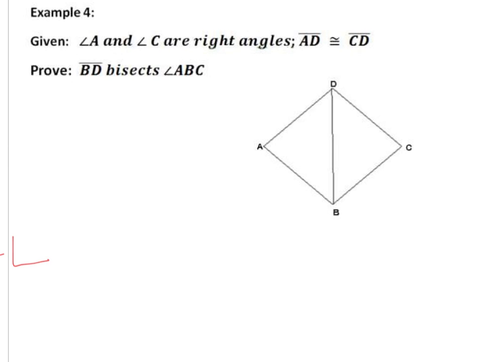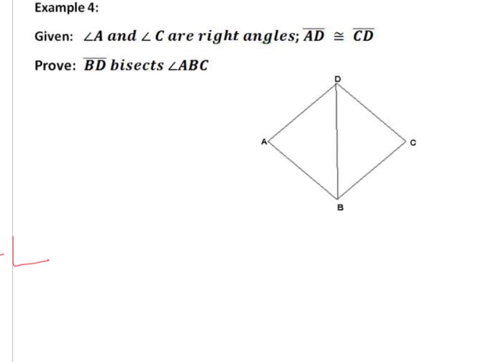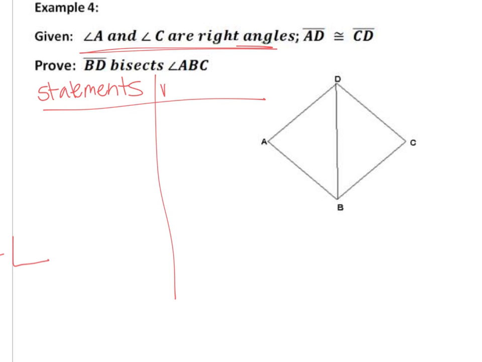alright, this proof is interesting. So I'm given right angles. So that means it's HL, or it could be side, angle, we don't know. So let's plan ahead. So if I start my statements and my reasons, let's kind of slowly think about it. Which one is it going to be? Because that changes one step in my proof.